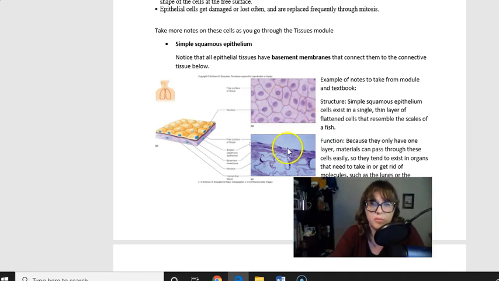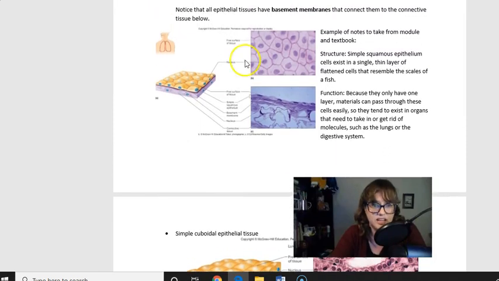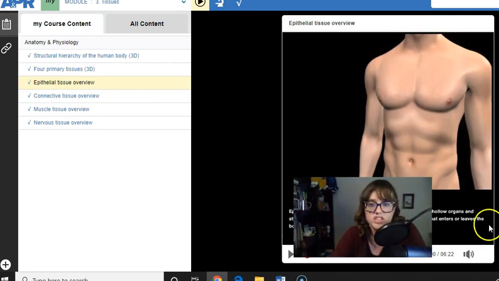So this is looking at it from above, this is looking at a cross section, and you'll see this layer here is the epithelial tissue. This is some connective tissue. What kind? Oh, you'll learn soon. As you go through, let's go back over here. Epithelial tissue: it's going to take all of 6 minutes to go through the different kinds of epithelial tissue.